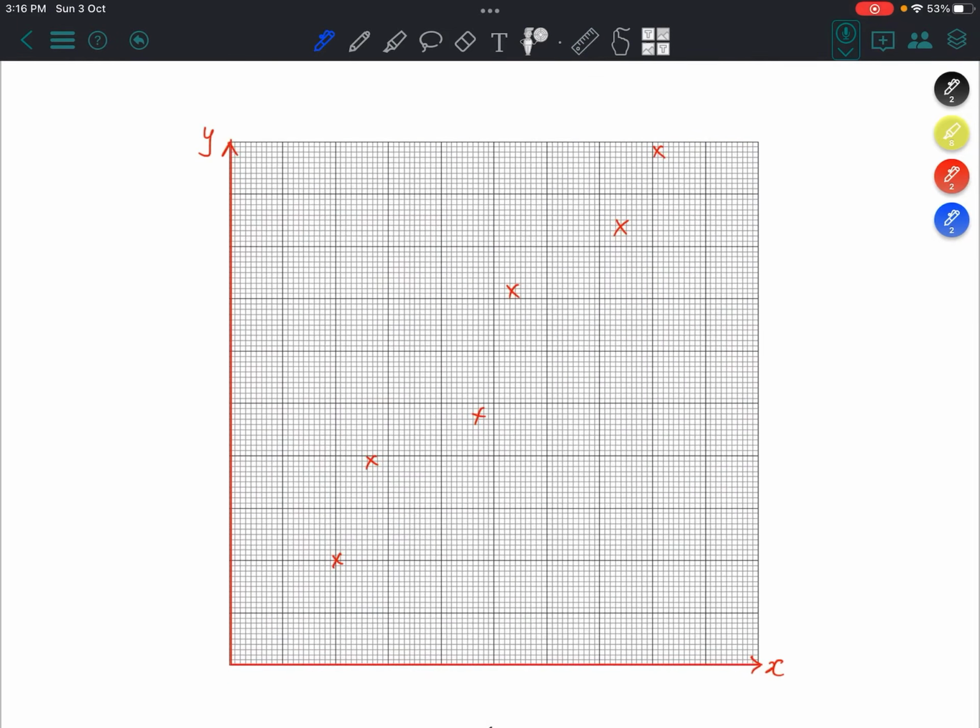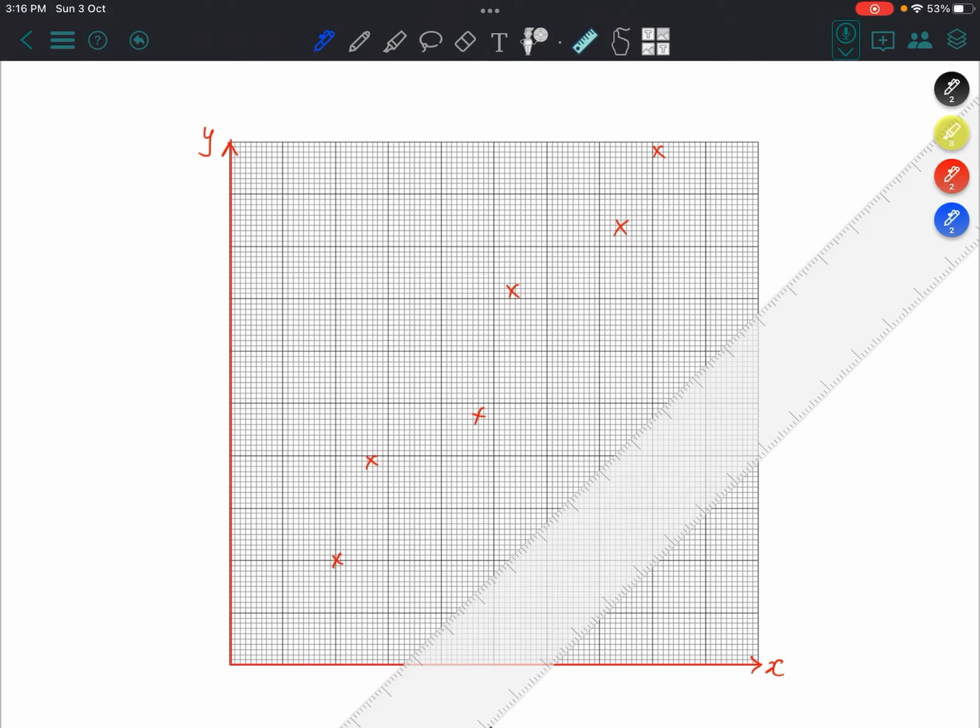Now let's go to the next example. You can see that for this example here, the crosses are all more or less scattered.